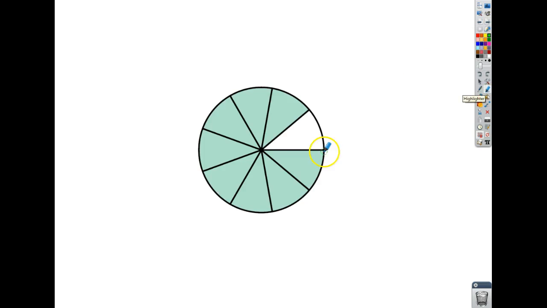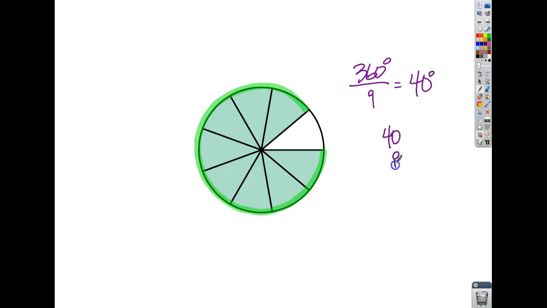How far does that go? All right, 360 degrees. Break it into 1, 2, 3, 4, 5, 6, 7, 8, 9 equal segments. That gives me 40 degrees each. I get 8 of them, right? 40 multiplied by 8, 320 degrees. Boom.